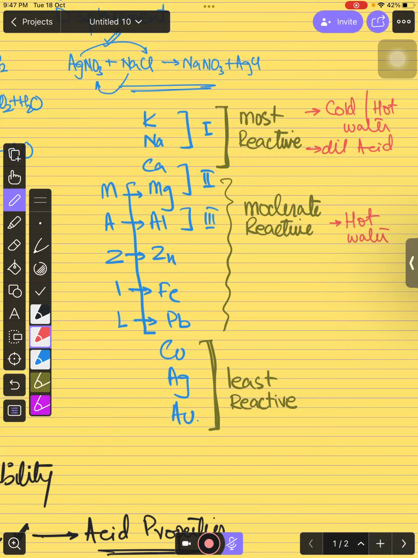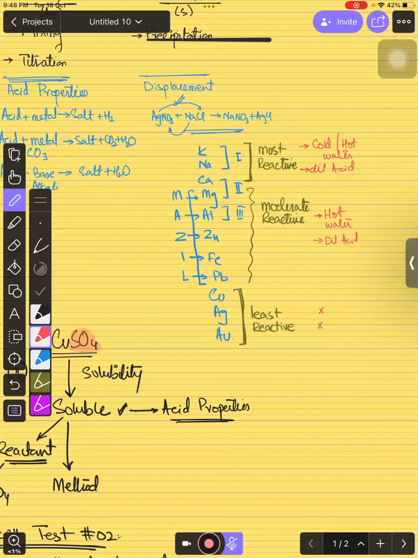We are talking about like if you add sodium into the water, there will be an explosion, right? We are talking about a reaction like this. So the moderate ones can react with hot water quickly, but they are very, very slow with cold water, and they can also react with dilute acids easily. But the least reactive ones are not going to react with water in any case, and they do not react with acids either. Is that clear? Is that clear, children? Yes, sir.